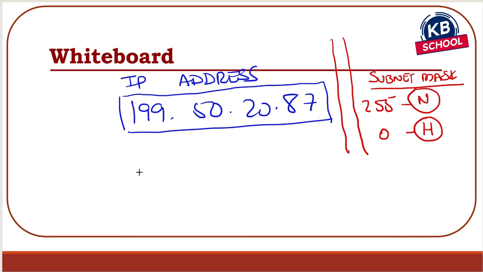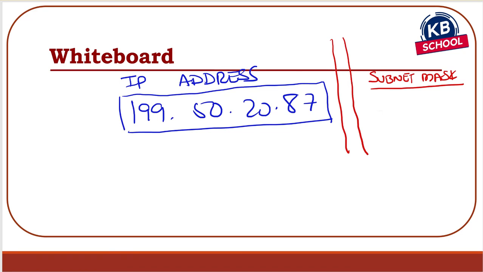So for example, in this 199.50.20.87, let's say the first 3 octets are representing my network address. As a network administrator, I want to define my network address as the first three octets as the network portion and the last octet as the host portion. So the street address, I want it to be 199.50.20.